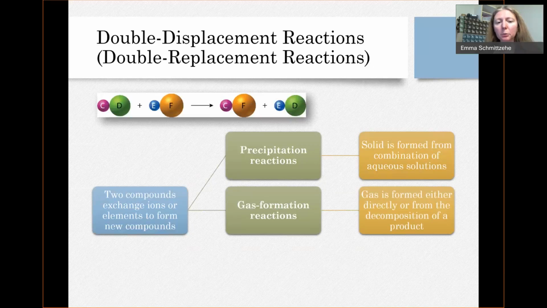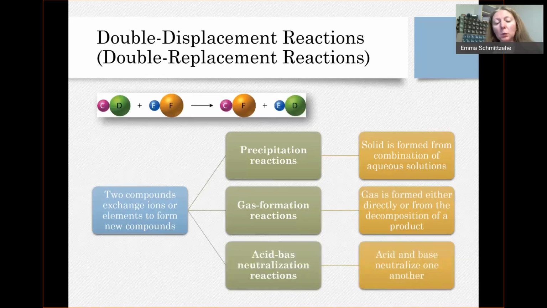Another type of double replacement reaction is a gas formation reaction. And so this, as the name suggests, forms a gas. But this type of reaction can form the gas directly from the double replacement, or after the double replacement reaction occurs, then something can break down further, forming the gas.